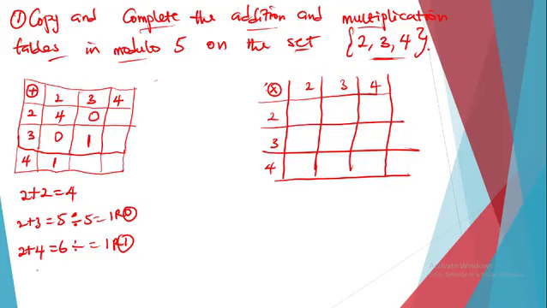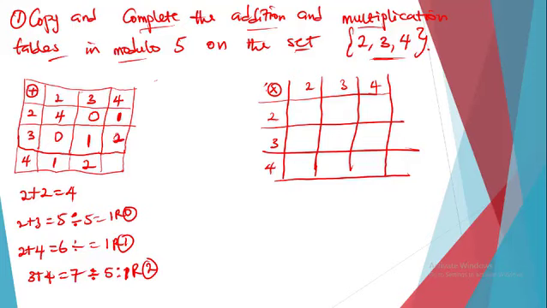3 plus 4 is equal to what? 7. And 7 divided by 5 will give us 1, remainder what? 2. We pick our 2 and add it here. 4 plus 2 is 6, and 6 is equal to 1. We add it here. 4 plus 3 is 7, and 7 has its remainder to be what? 2. You add it here.